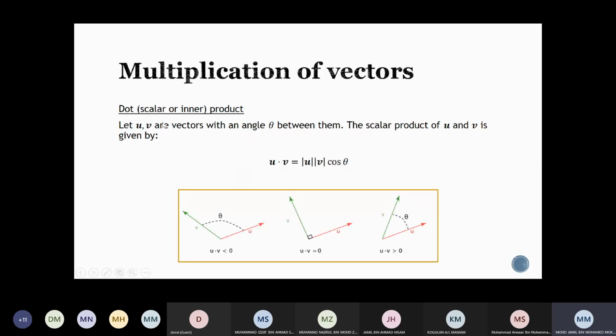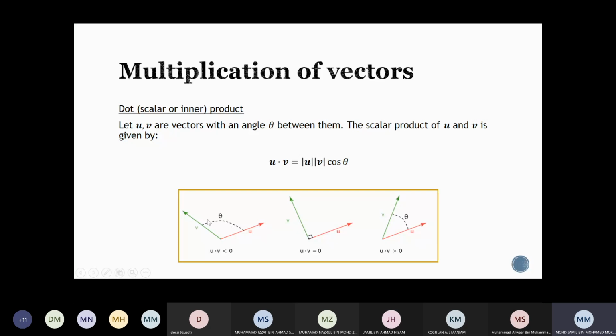So we also have the dot product. Okay, so we call it the vector dot product or scalar product or inner product. So let's say you have two vectors u and v that make an angle theta. So one vector going one way and the other vector going the other way, and they make an angle theta between each other. For example, in this figure, the scalar product between u and v is this formula: u dot v equals magnitude of u times magnitude of v times cosine of that angle theta.